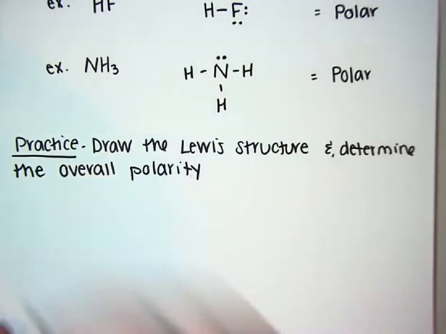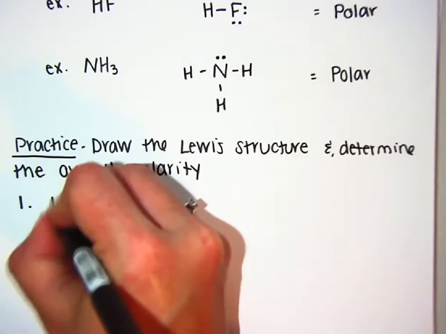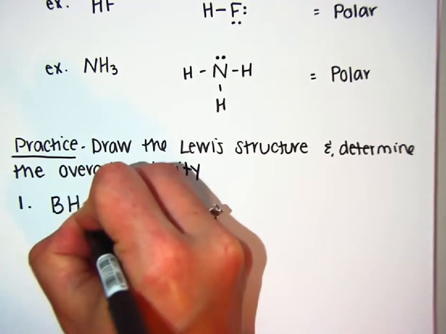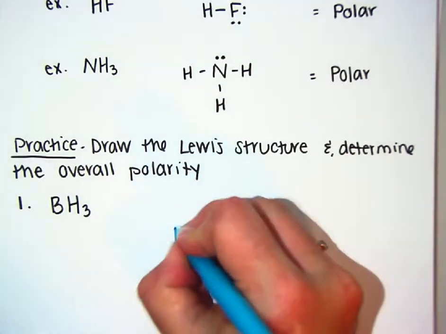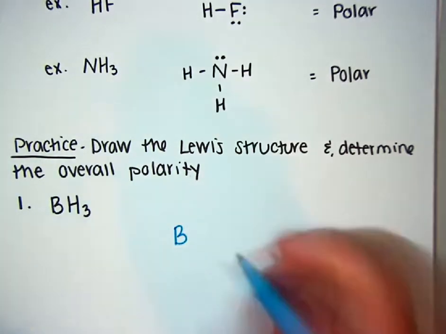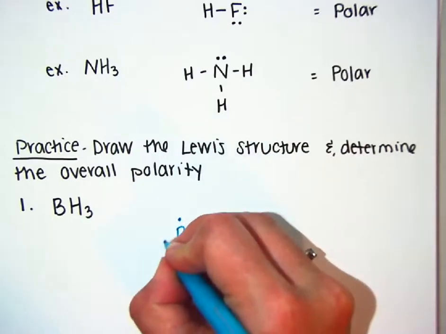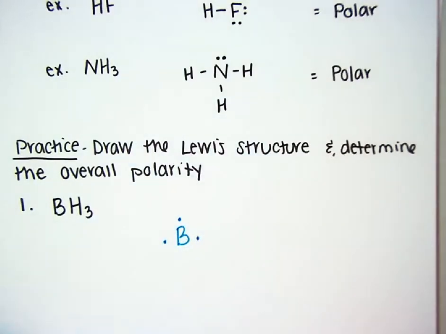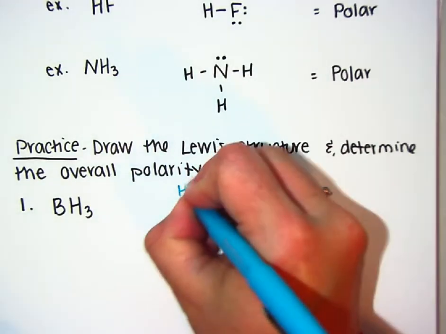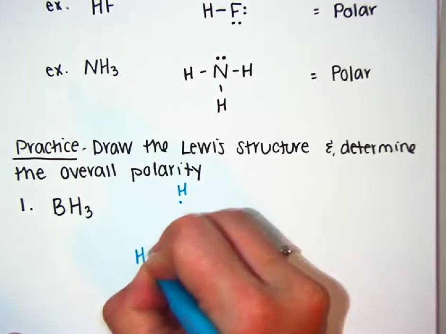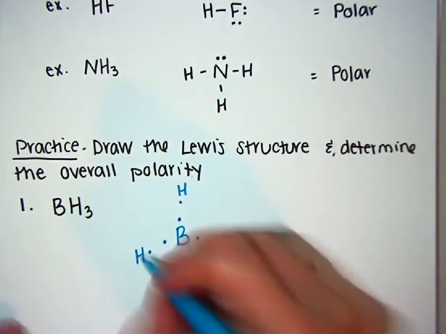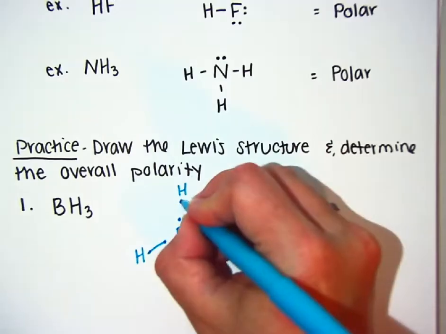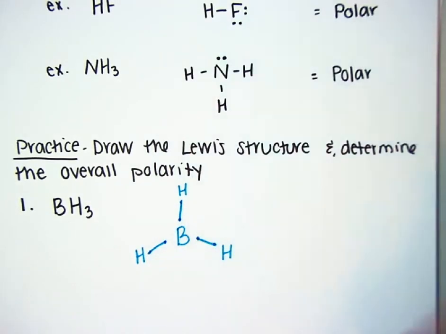Number 1. Let's do boron trihydride. So if I look up boron on the periodic table, it is in group 3. So it has 3 valence electrons. I'm going to place my 3 hydrogens around it. Unpaired electrons will be shared, and I can form bonds here, here, and here.